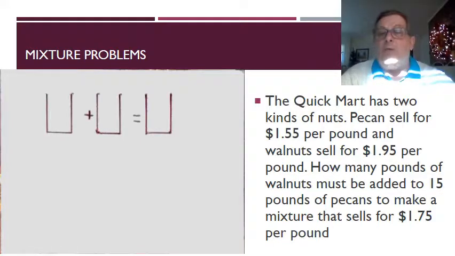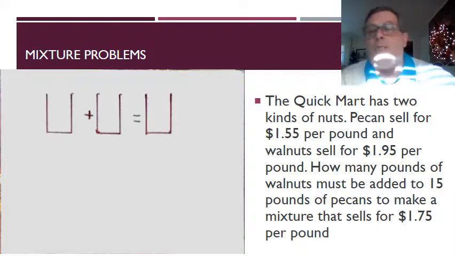So let's take a look at what we got here on the problem. Quick Mark has two kinds of nuts. We have pecans that sell for $1.55 per pound, and we have walnuts that sell for $1.95 per pound. How many pounds of walnuts must be added to 15 pounds of pecans to make a mixture that sells for $1.75 per pound? Well, let's first label what our buckets are.